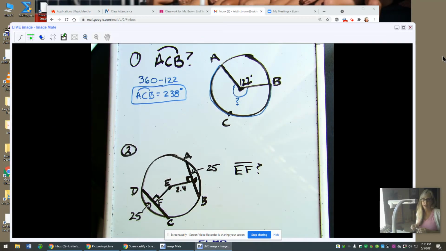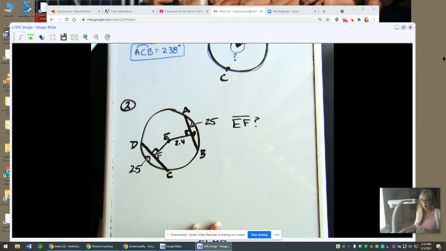Just subtract. Again, that's for a measure. If it asked for the length, that's a whole different kind of problem. I believe we're going to get to that in a bit.